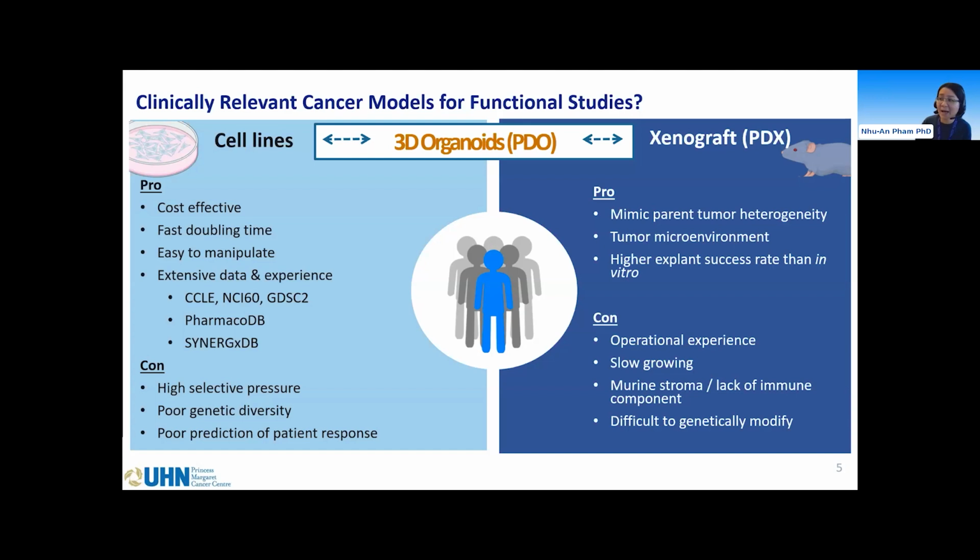These are early passages of tumors in the immunodeficient mouse hosts, and some advantages include that they perhaps mimic better the parent tumor heterogeneity, the tumor microenvironment, and they have a higher success rate of establishment than the in vitro models. Now, do these models mimic patient characteristics, and why do we need so many individual patient-derived models?